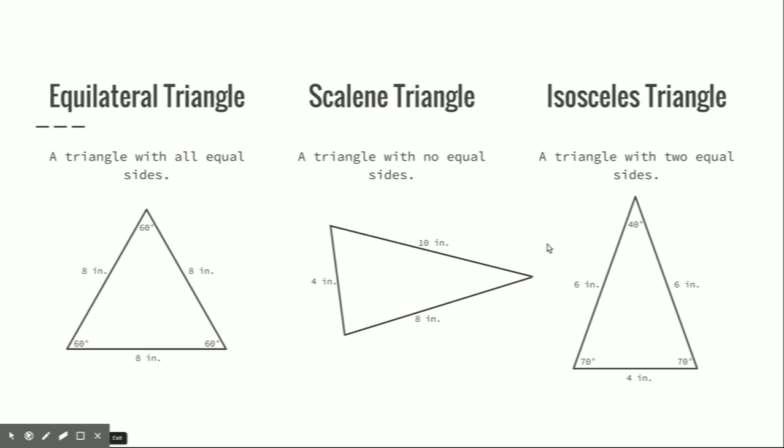And finally, an isosceles triangle is a triangle with two equal sides. So for instance, 6 and 6, those are two equal sides with one that is different. And if you have an isosceles triangle where the two sides are the same, then two of your angles will also be the same.